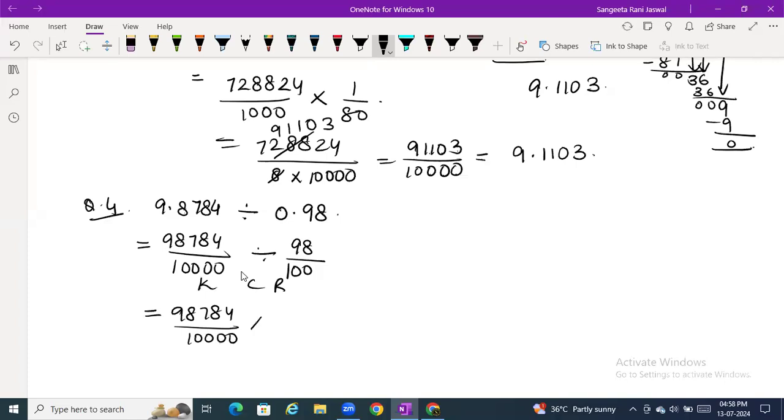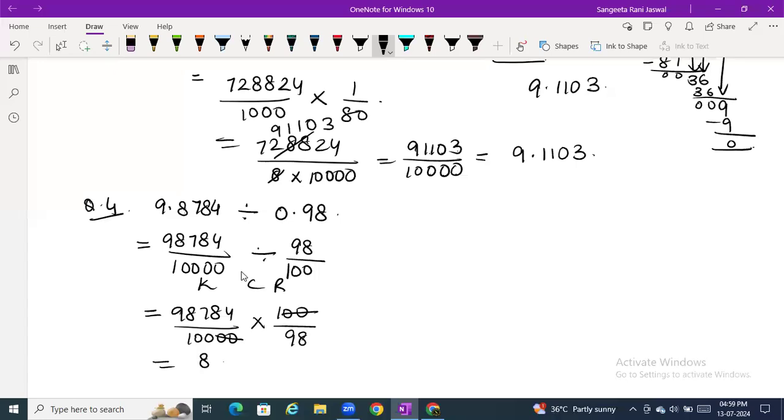Change the sign from divide to multiply and then take the reciprocal. Right, children? Did you understand this much? Yes, ma'am. Okay. Then here you have 2 zeros, you have 4 zeros. So 2 zeros will cancel.